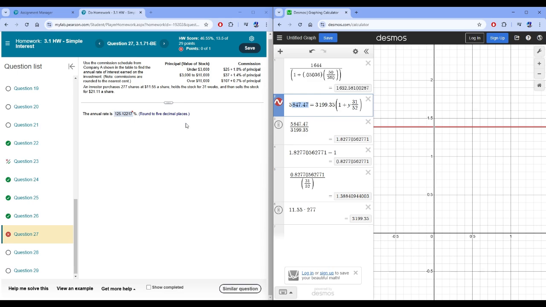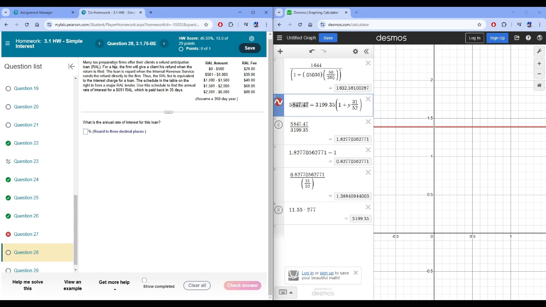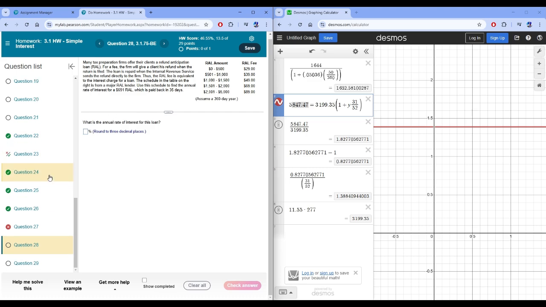Okay, I blame being frustrated from that last problem. All right, this one's tricky. Go through it slowly, and you'll be able to get it. All right, many tax preparation firms for the clients. What is the annual return of the investment for this loan? Is it the same exact thing like the last one? I think so.